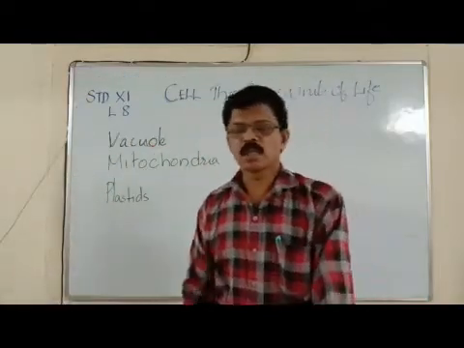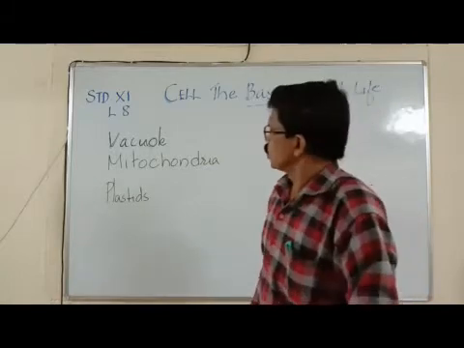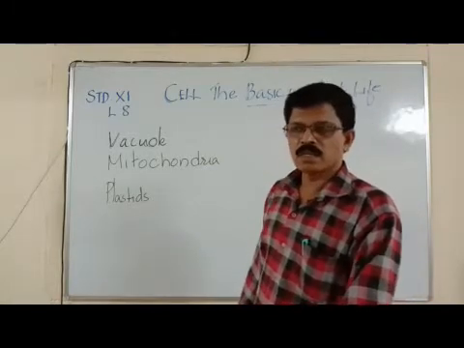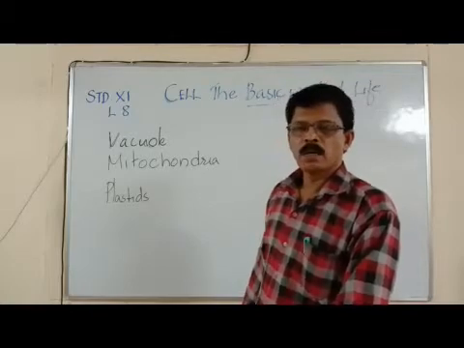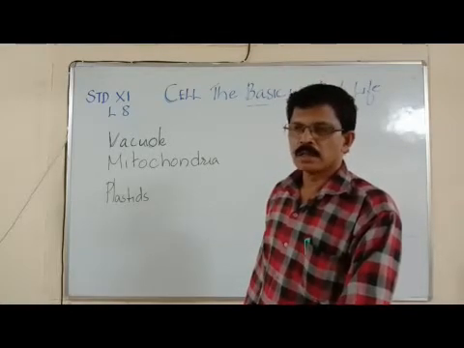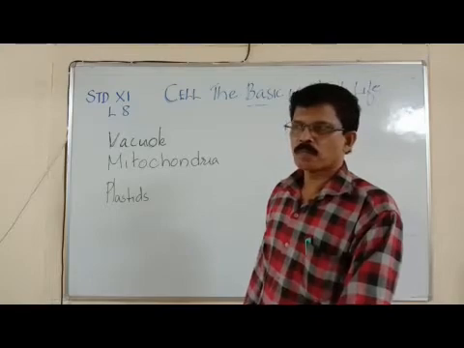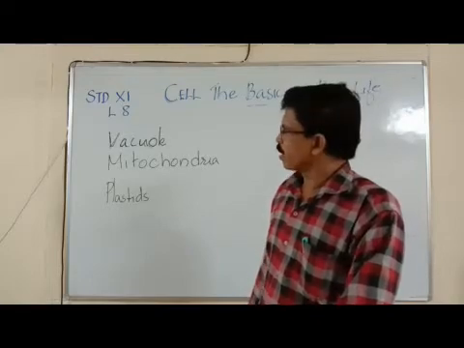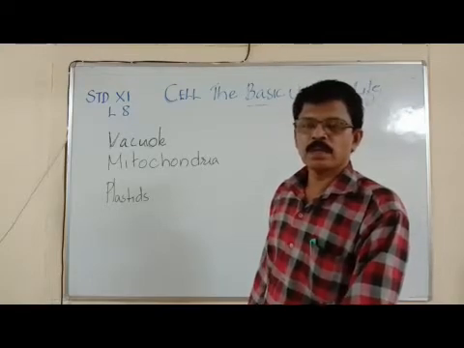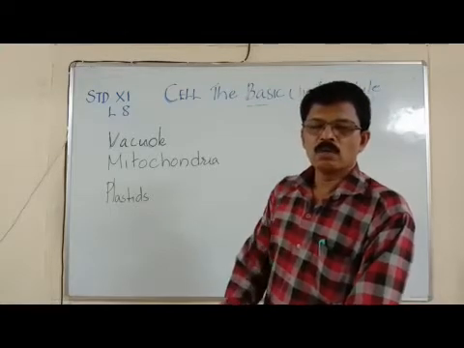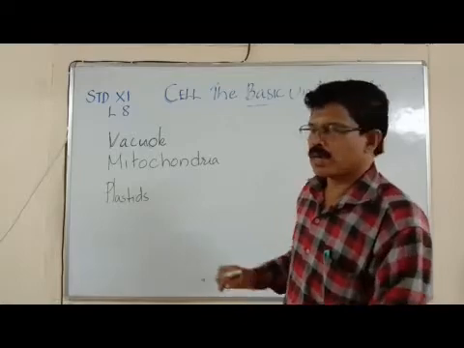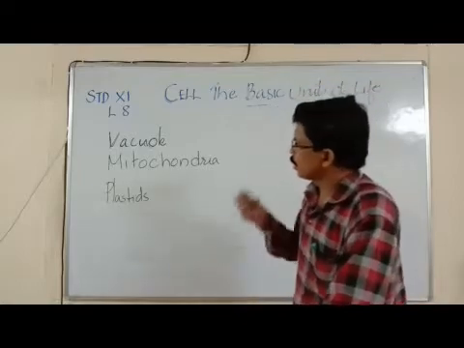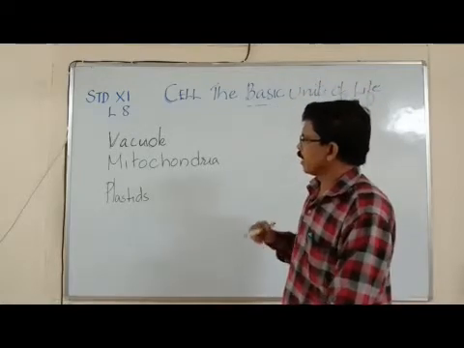We are continuing the chapter Cell, the basic unit of life. We have already studied the structure of endoplasmic reticulum, Golgi bodies, then lysosomes. Now we are coming to the next organelles: vacuole, mitochondria, and plastids. We are going to study the structure of vacuole, mitochondria, and plastids.